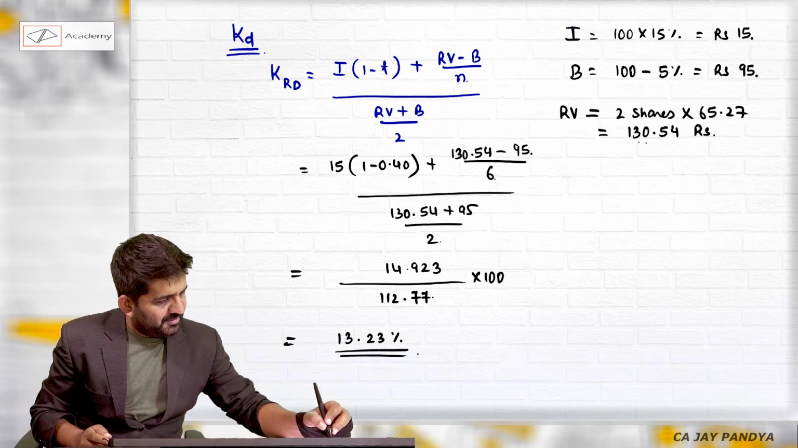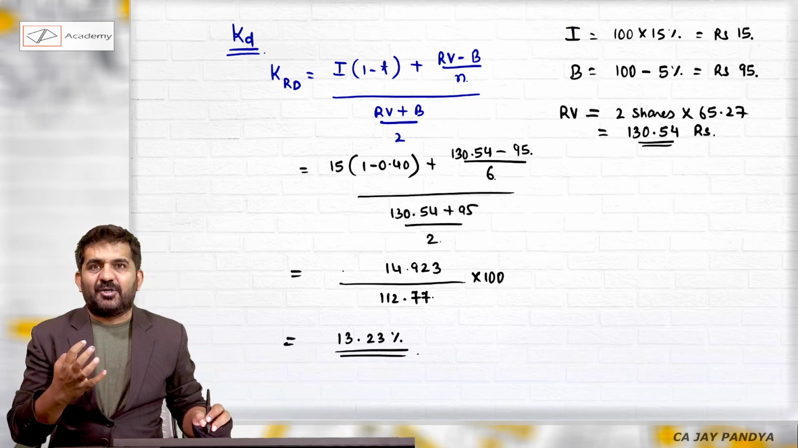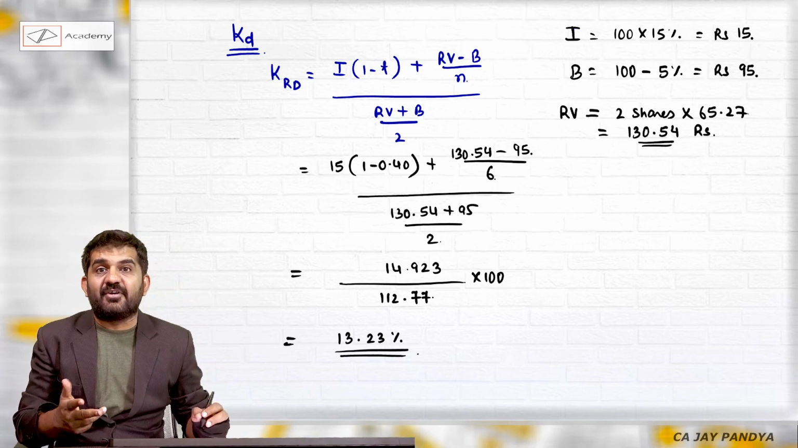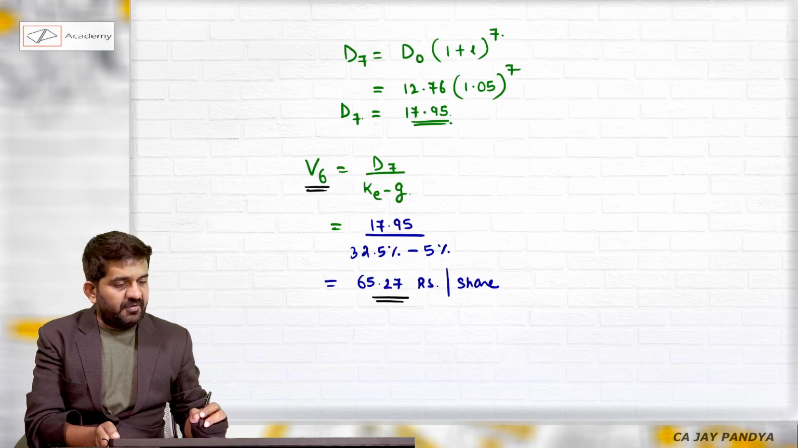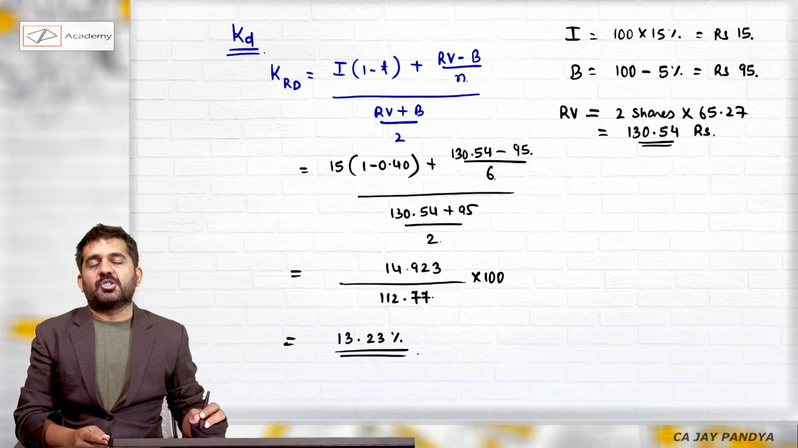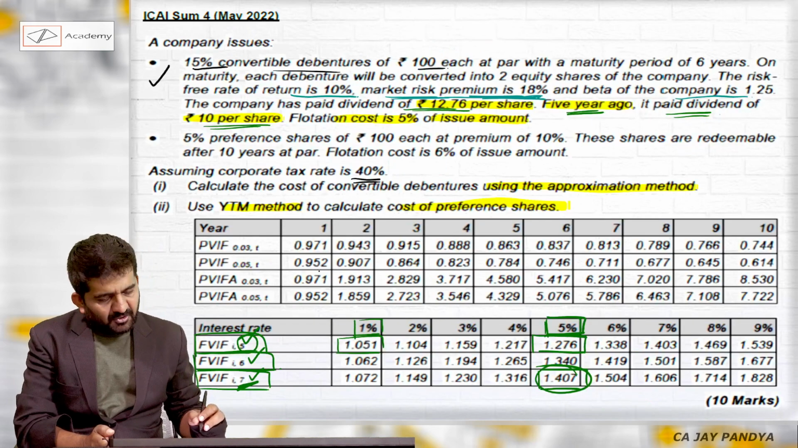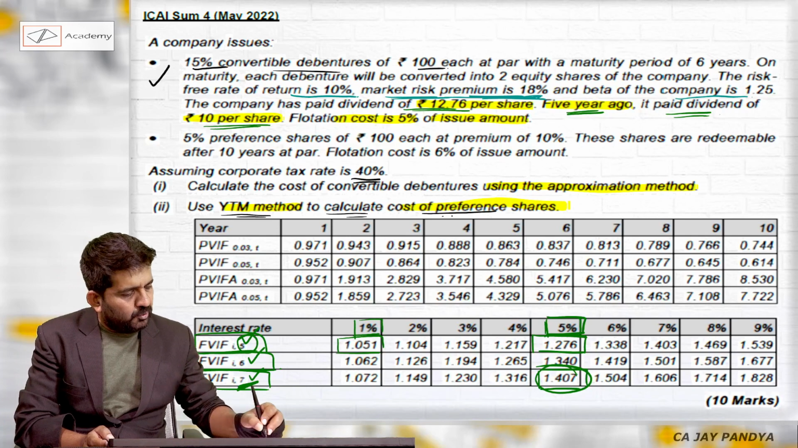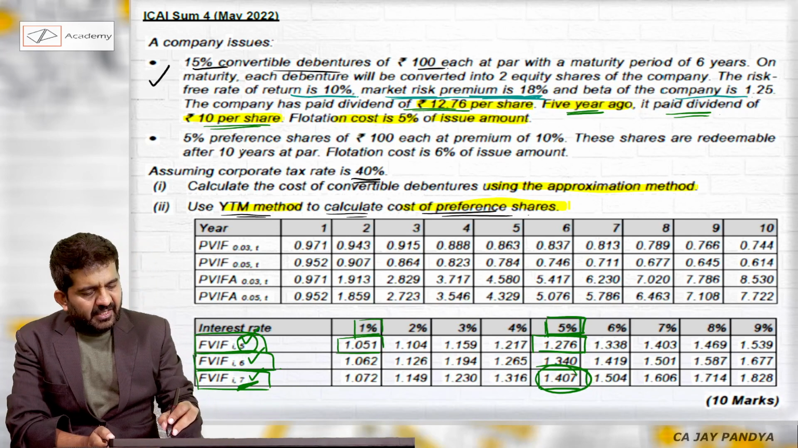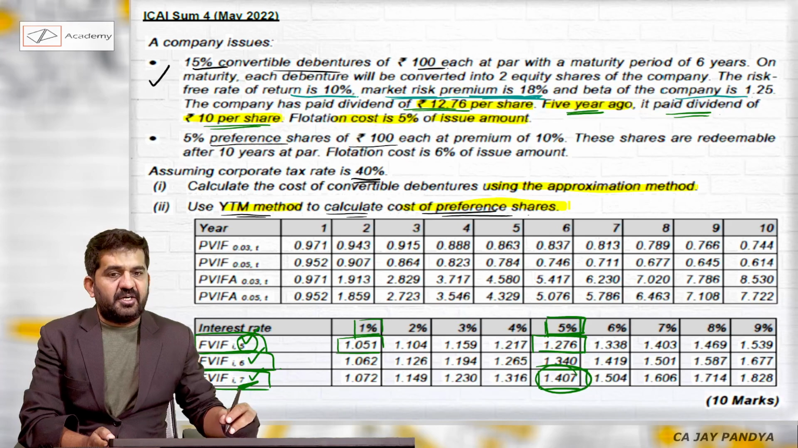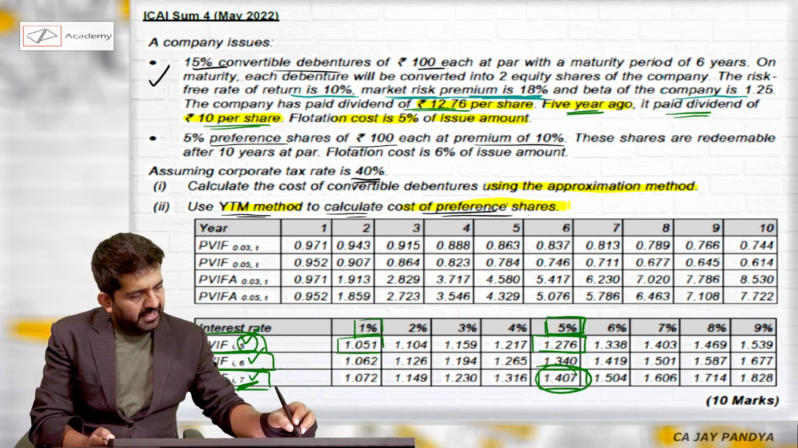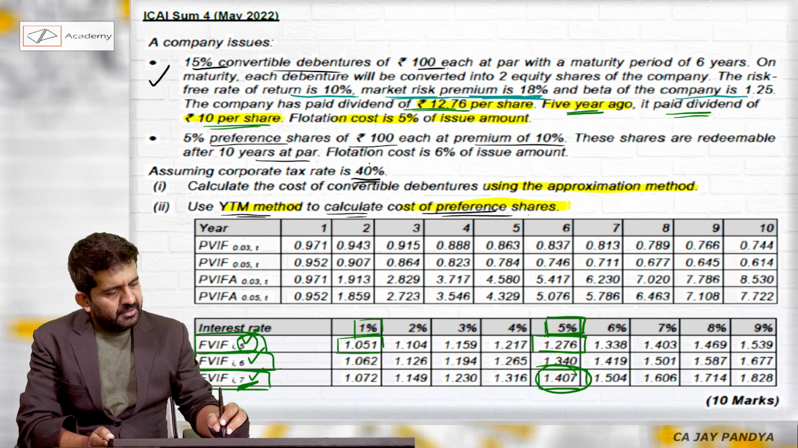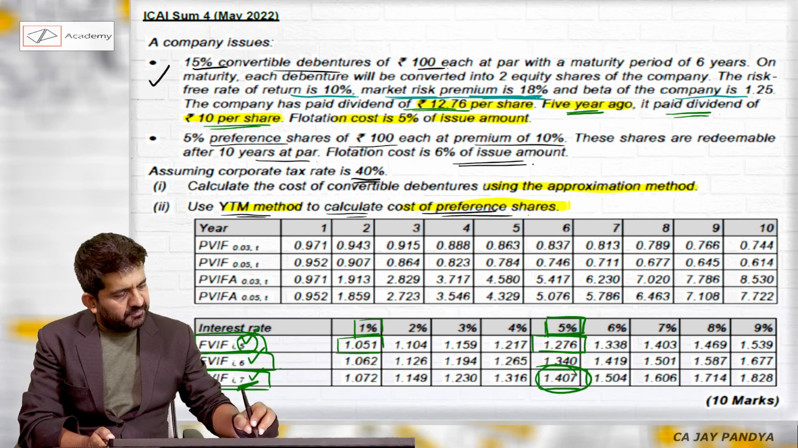Excellent question, because this was not directly given. They told we are going to give 2 shares after 6 years. Neither KE was given, neither D7 was given, neither G was given. All we found out, and then we got the answer of cost of redeemable debentures. Second part of the question is also excellent, because we need to use YTM method to calculate cost of preference shares. They are 5% preference shares of rupees 100 each at a premium of 10%. These shares are redeemable after 10 years at par. Flotation cost is 6% of the issue amount.